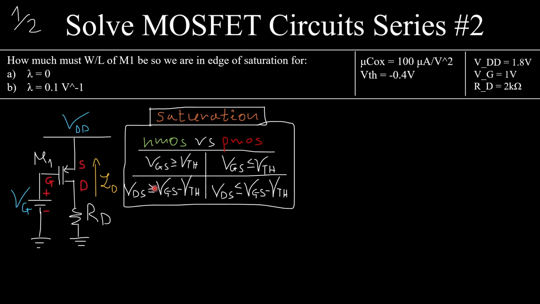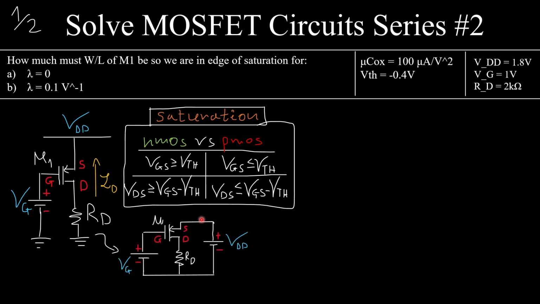If VDS must be more or equal than VGS minus VTH for the saturation of the nMOS, then for the pMOS, VDS must be less or equal than VGS minus VTH. It's the exact same conditions, but keeping in mind that these values here are negative and that this sign here is inverted in relation to this sign over here. And that's it. We only need to remember this.